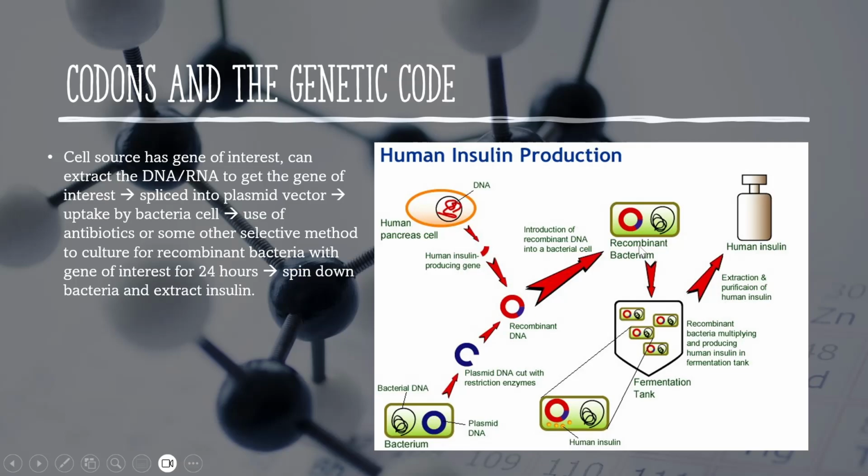DNA into a plasmid vector, and then we give the plasmid vector to the bacterial cells and hope they take it in. And then we use some type of antibiotic or some type of selective method to only select for the bacteria that we know for sure have taken up the gene of interest. And then you spin down the bacteria, you kill them, and then you spin them down in a centrifuge, and from there you can extract the different proteins you want. In this case, it would be insulin.